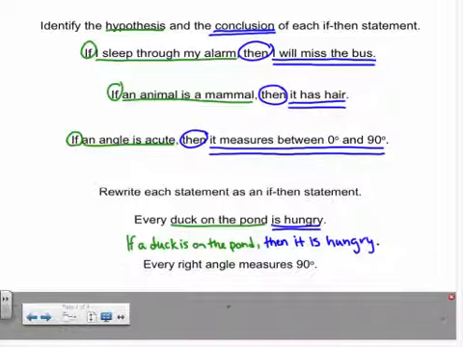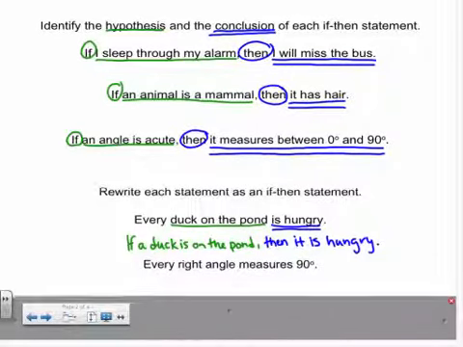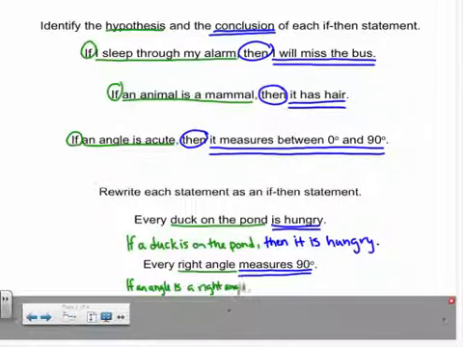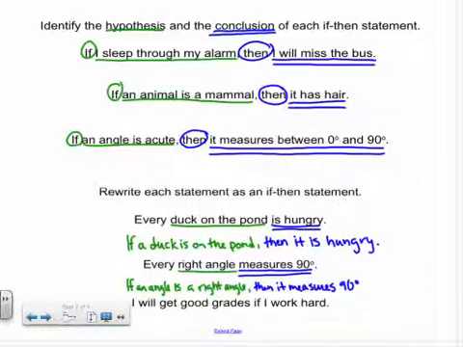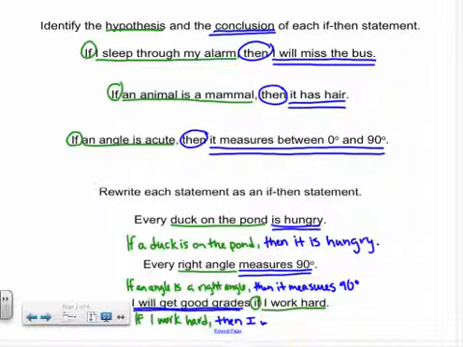In our next example, we have: every right angle measures 90 degrees. So take the statement apart. Start with a right angle and end with it measures 90 degrees. Then we have, if an angle is a right angle, then it measures 90 degrees. Finally, I will get good grades if I work hard. Hopefully you picked up on your keyword if in this statement. It's really just backwards. If I work hard, then I will get good grades.